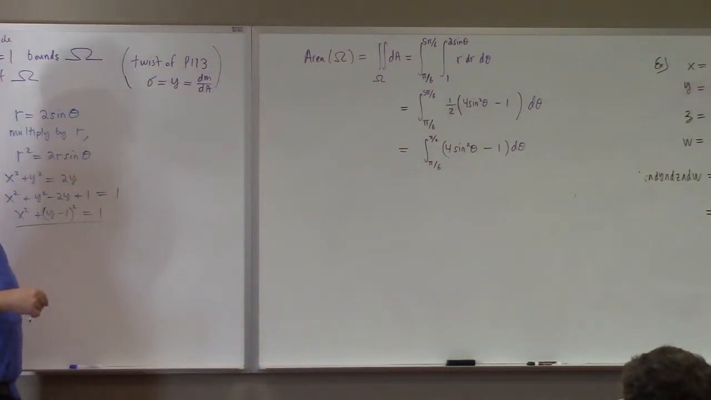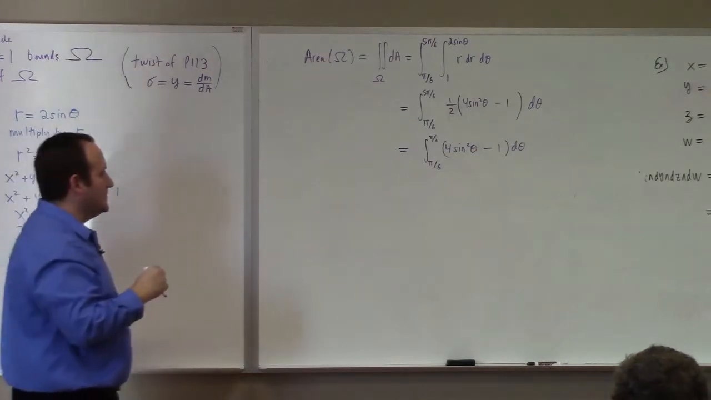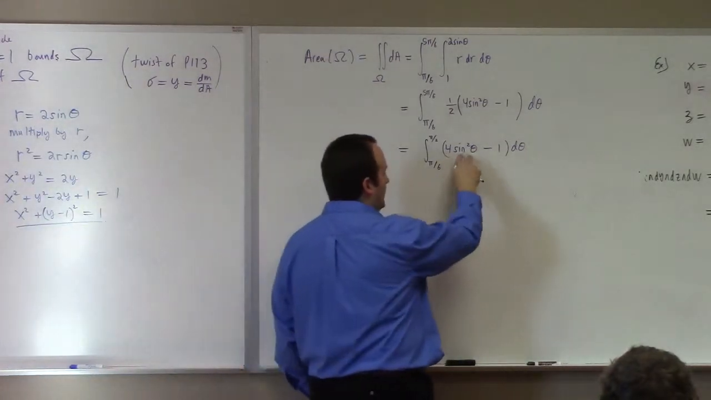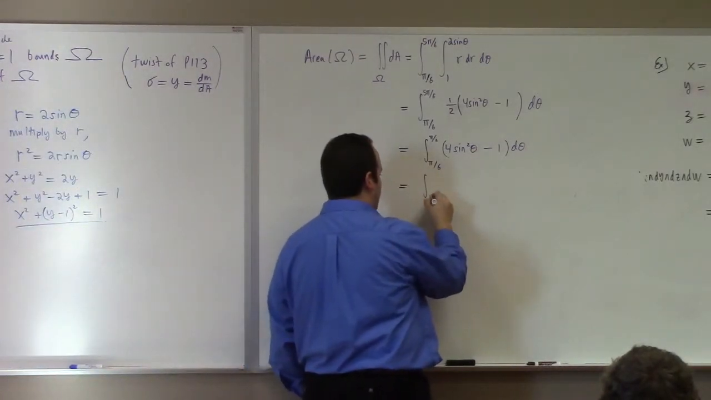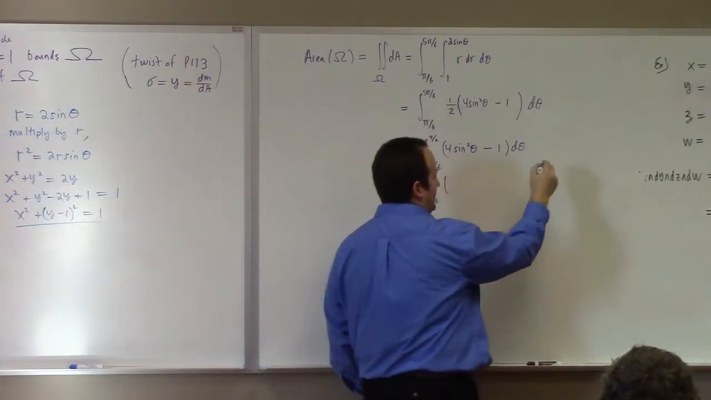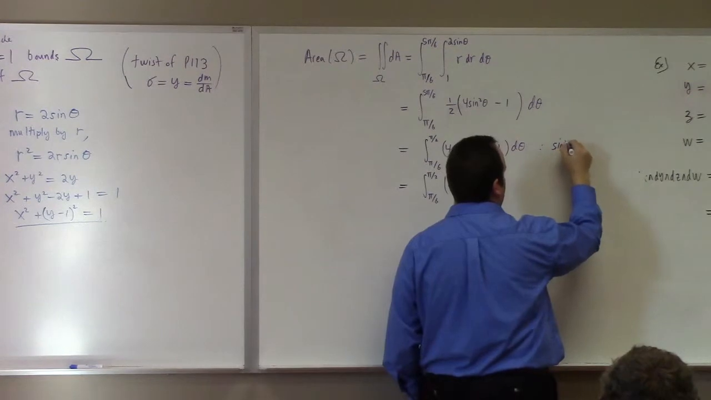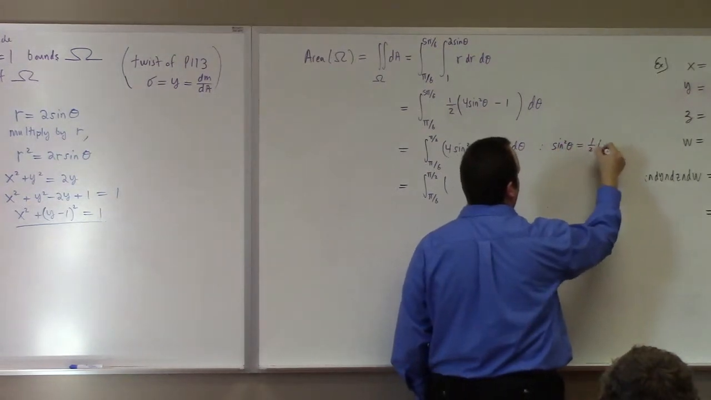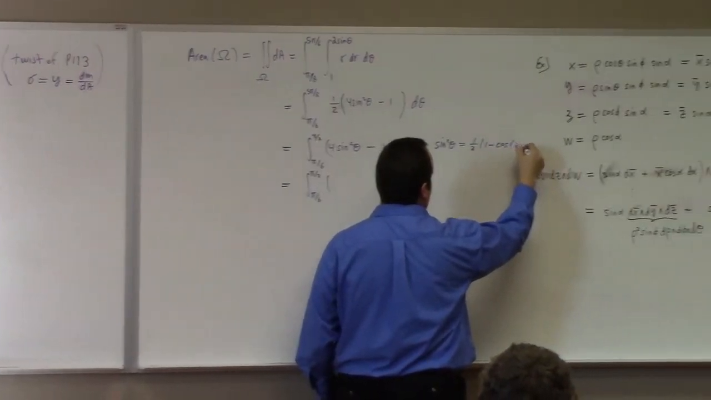Is that right? Or did I do the opposite thing I'm supposed to? No, that's right. Twice. Sine squared theta is what? Sine squared theta, I would remind you, is 1/2, 1 minus cosine 2 theta.